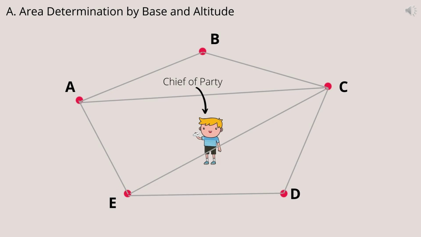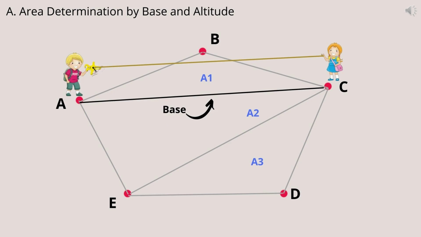So for step 2, the chief of party divides the polygon into 3 triangles, taking into consideration that the divisions should easily be measured. Name the triangles as A1, A2, and A3.